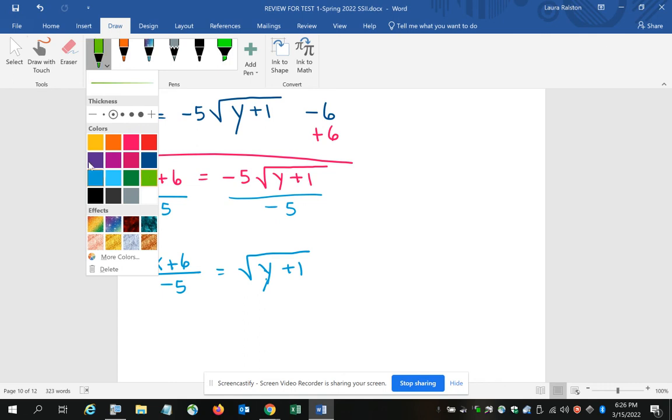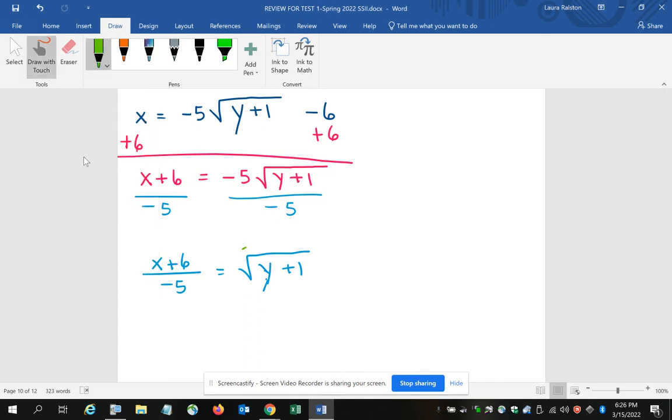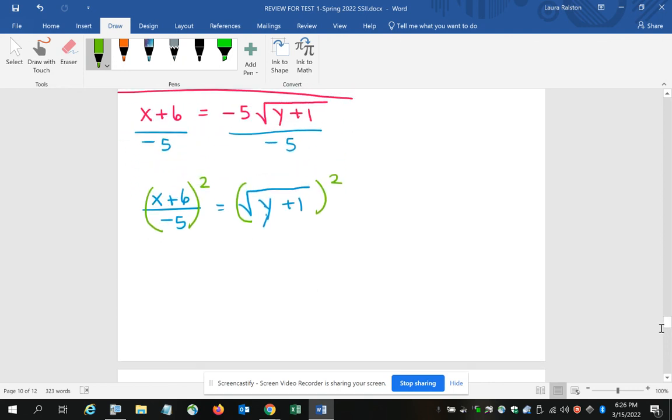To eliminate the square root, we have to square both sides. So when I square both sides, I have (x plus 6) squared over -5 squared, which is 25. Okay, so we take the top number and it gets squared, and then -5 times -5 is 25, equals y plus 1.